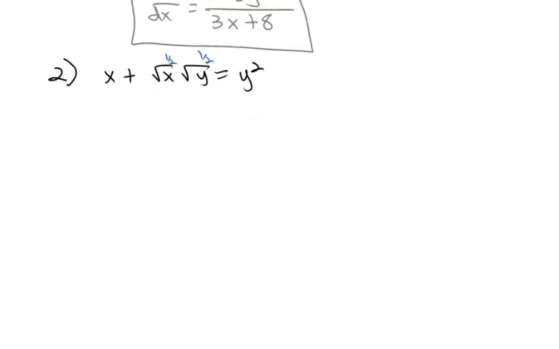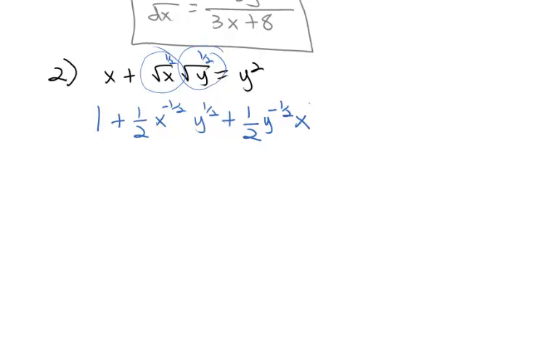First, the derivative of x is 1, plus, again, you'll notice we have a product. So we use the product rule. The derivative of the first is 1/2 x to the negative 1/2 times the second, which is y to the 1/2, plus the derivative of the second, which is 1/2 y to the negative 1/2 times the first.